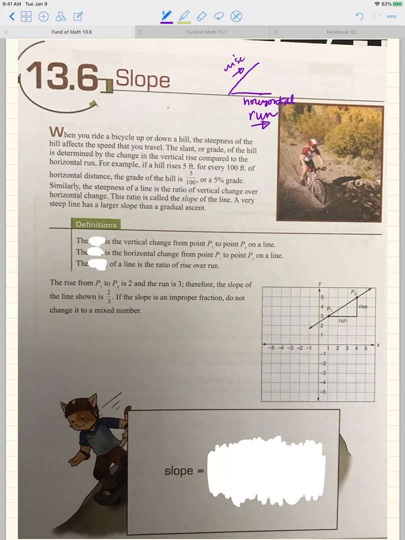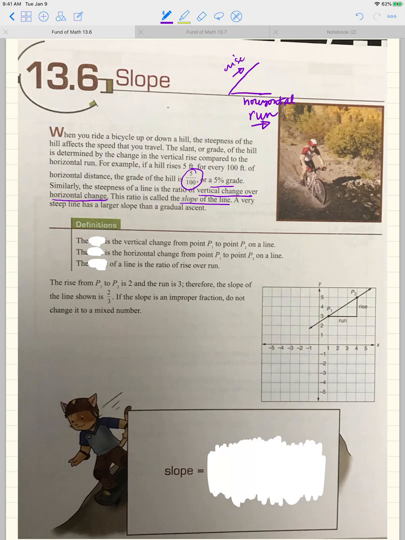So the slant or grade of the hill is determined by the change in the vertical rise compared to the horizontal run. For example, if a hill rises 5 feet for every 100 feet of horizontal distance, the grade of the hill is 5 per 100, or a 5% grade. Similarly, the steepness of a line is the ratio, because this is a ratio right here, of vertical change over horizontal change. This ratio is called the slope of a line.